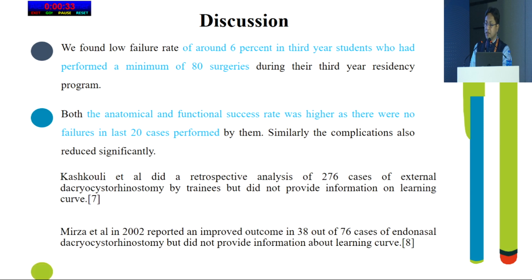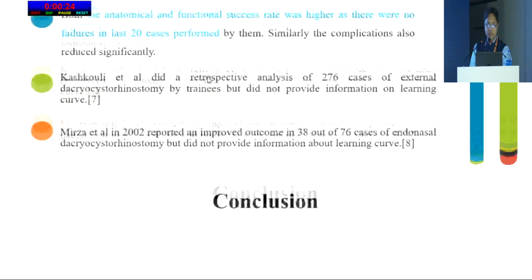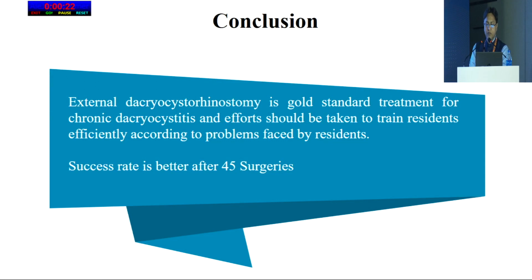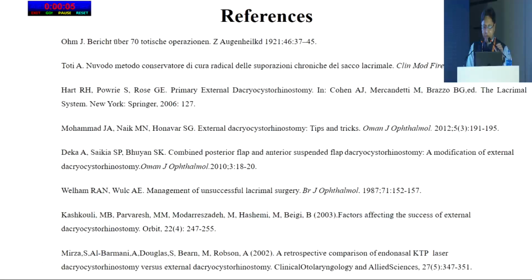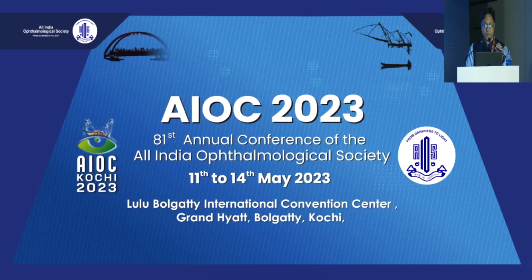So coming to the discussion, we find that the anatomical success rate in our study is much better in the third years who have performed at least 80 surgeries. Based on that, we concluded that the success rate is better when we give at least 15 surgeries each residency year, meaning 45. That is the method by which we can quantify that a resident can get at least 15 surgeries in 1 year. Thank you very much. These are my references.